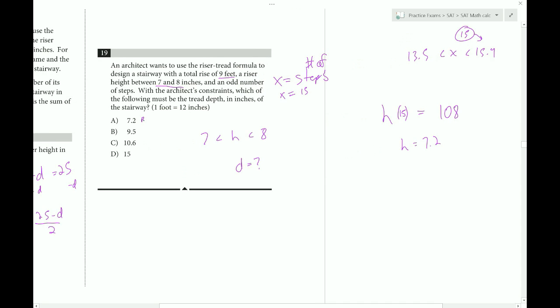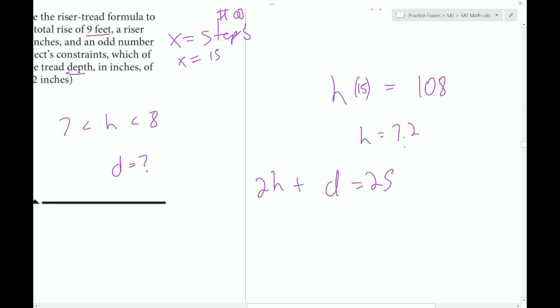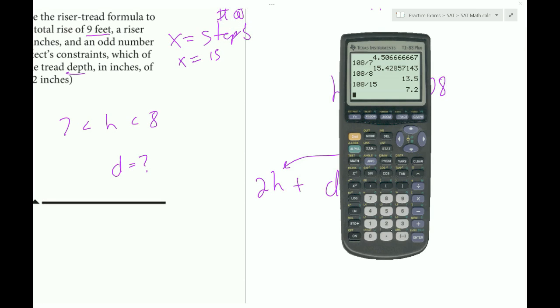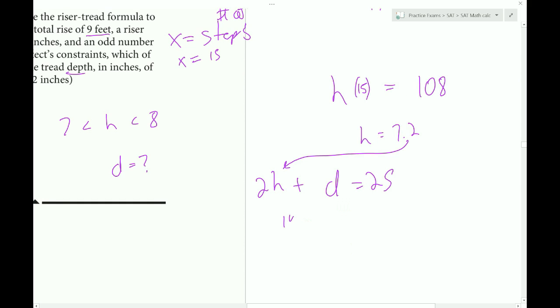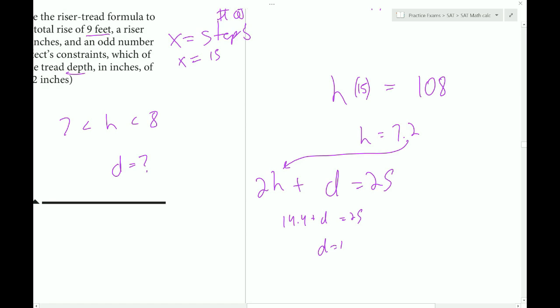But beware of the partial answer here. We're not asked for h, we're asked for the tread depth d. And so we need to go back to the formula, which is 2h plus d is equal to 25. So we plug in the 7.2, right? So 2 times 7.2, 14.4 plus d is 25. And then we subtract 25 minus 14.4, and that'll give us 10.6 for the value of d.